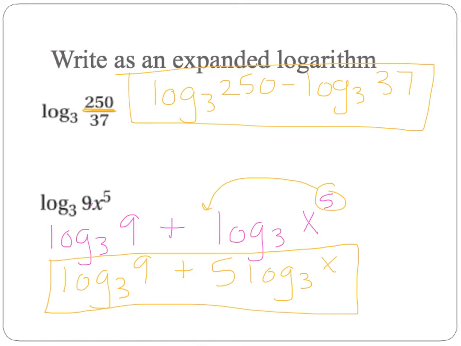For the bottom, first I want to expand this multiplying, so that was where I get this adding from. And then I have to make sure to bring out the exponent that's with the x. So my final answer would be log base 3 of 9 plus 5 times log base 3 of x.